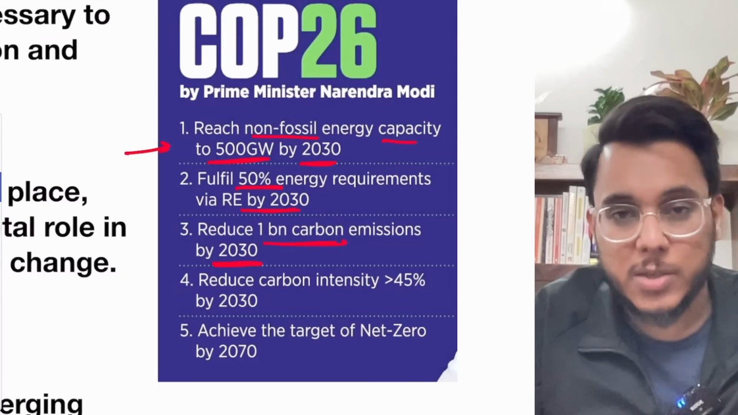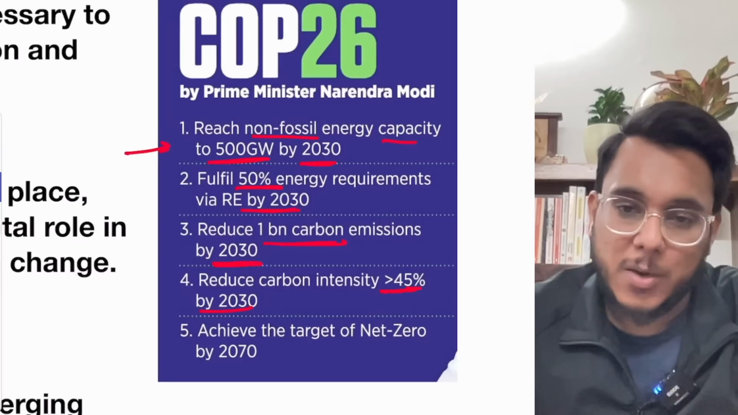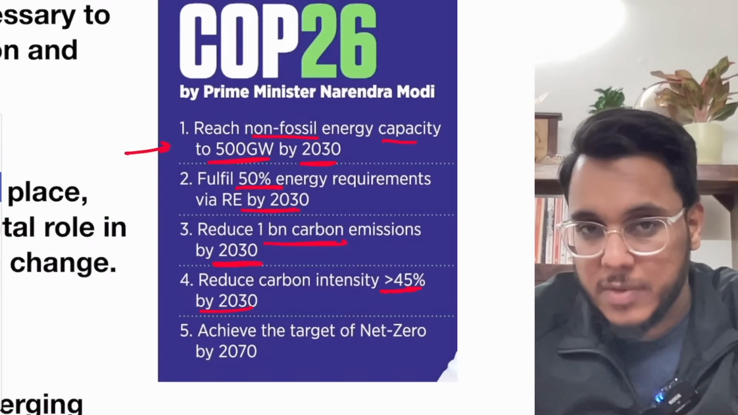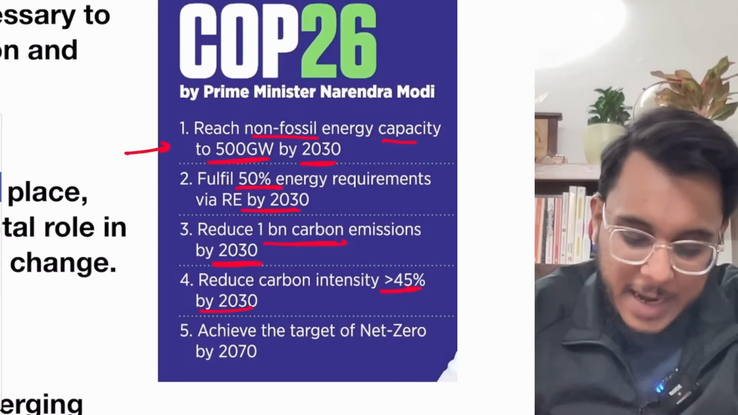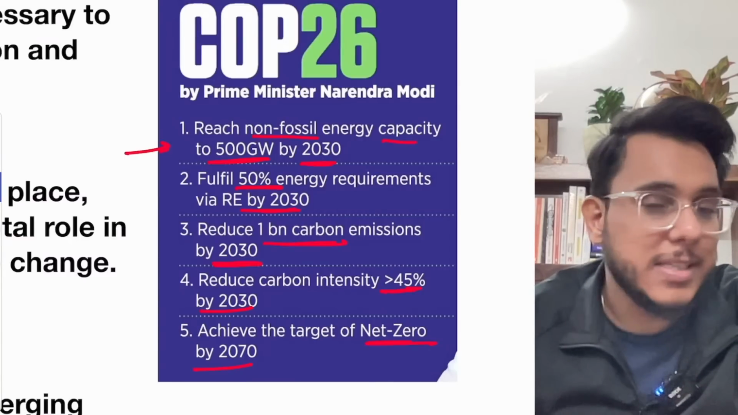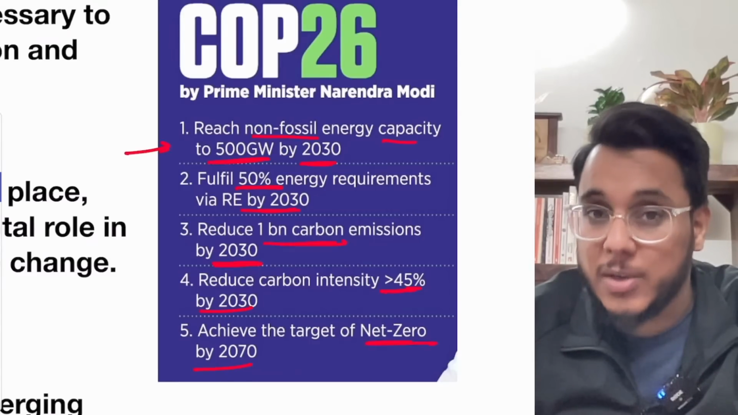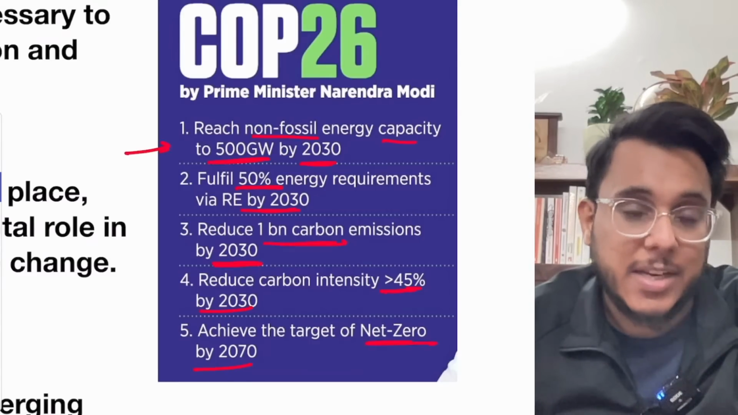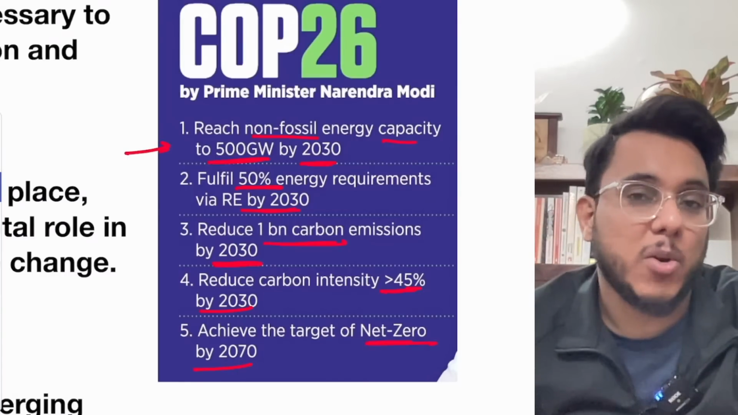Then the fourth goal was to reduce the carbon intensity by 45% by 2030. So whatever carbon emissions we were producing, we need to reduce it by 45%. Then achieve net zero, or carbon neutrality, by 2070. So these are the 5 targets we took at COP26. At COP27 also, India released its long-term emission strategy. We have discussed this in the newspaper also.